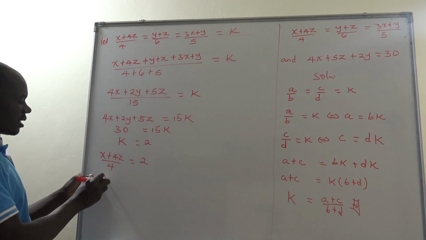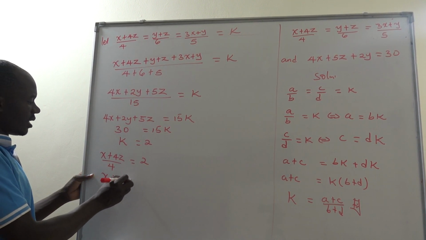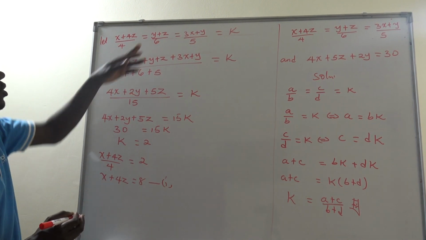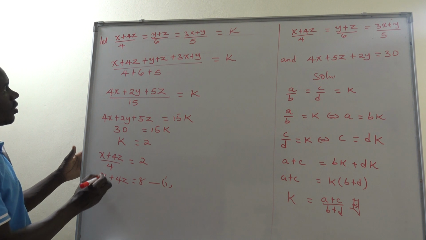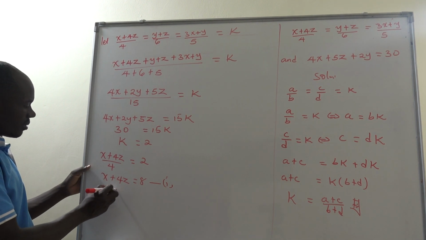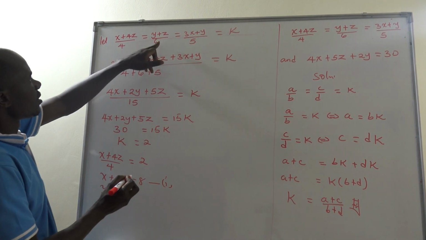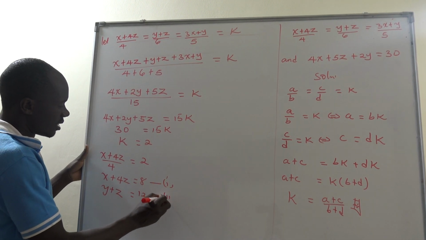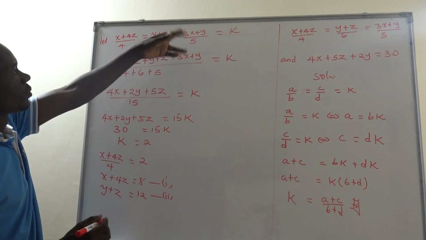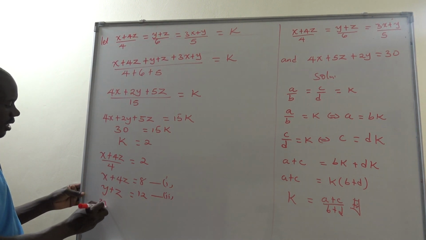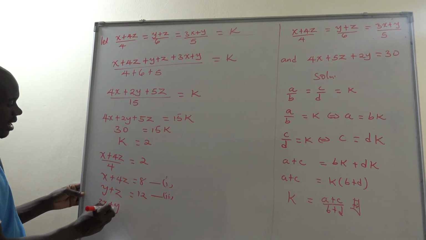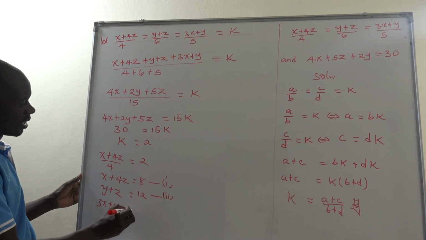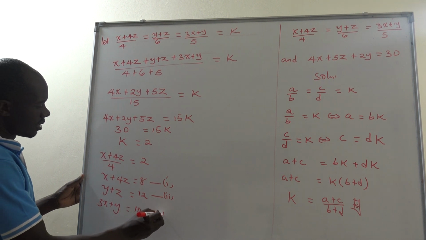Cross multiply, we are getting x plus 4z equals 8. I said this is the first equation. We also come to another stuff. It is going to be y plus z equals, we're going to say 6 times 2 equals 12. This is the second equation. We also come to another one, 3x plus y equals 10. This is also the third.